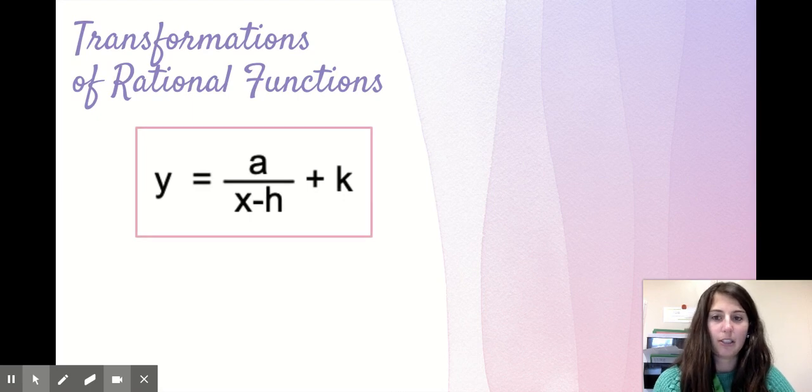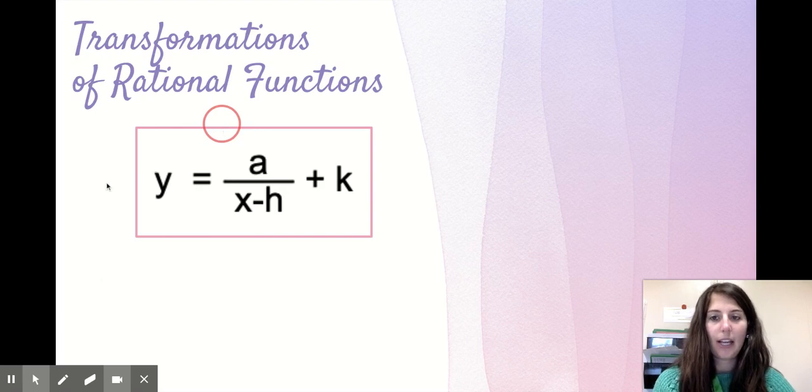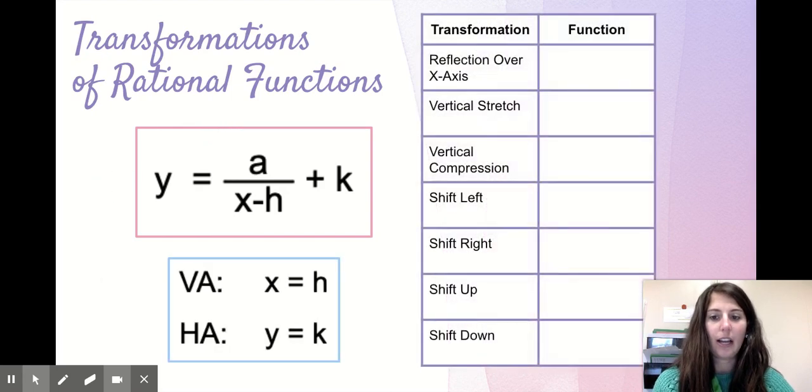So here's our transformation form. y equals a over x minus h plus k. For rational functions, we're not going to do much with the b value or the horizontal stretch or compression. We're going to focus on reflection over the x-axis, vertical stretch or compression, shifting left and right, and shifting up or down. Notice that we have a vertical asymptote at x equals h and a horizontal asymptote at y equals k.